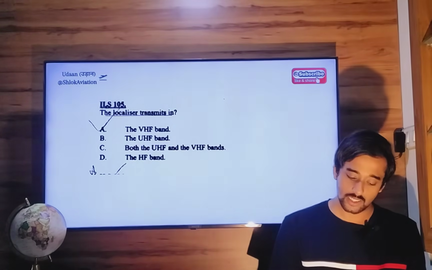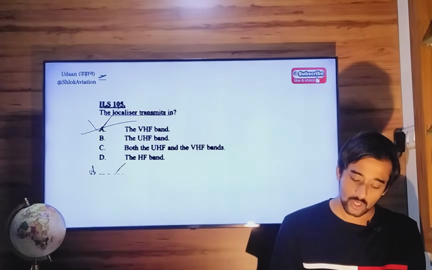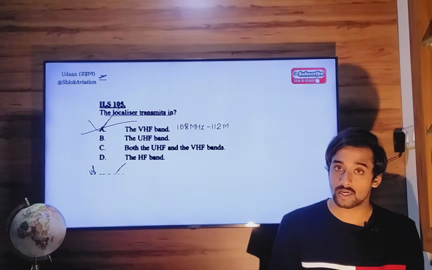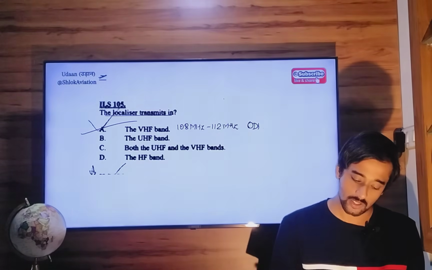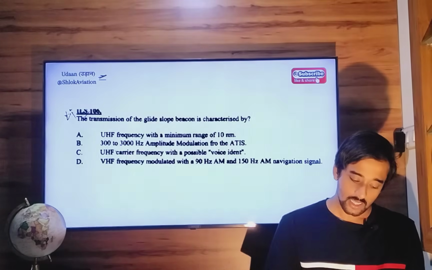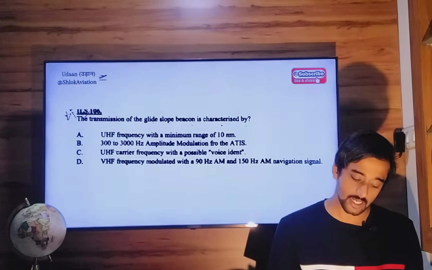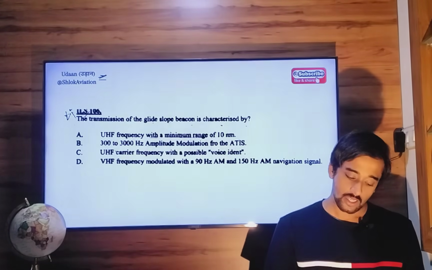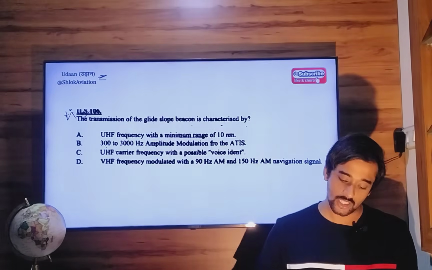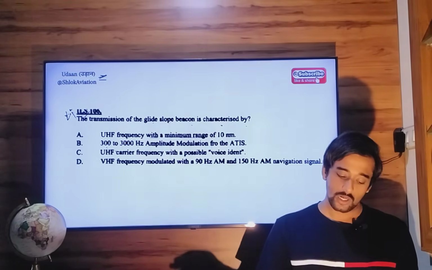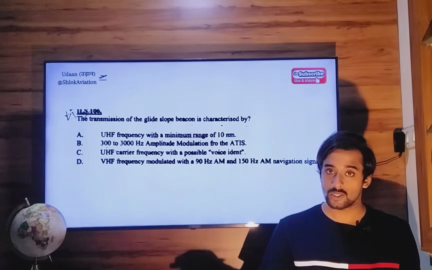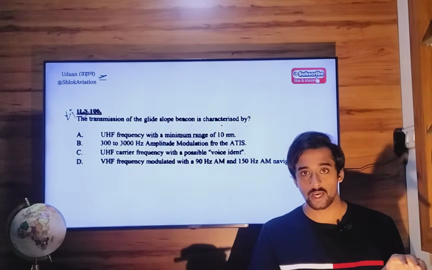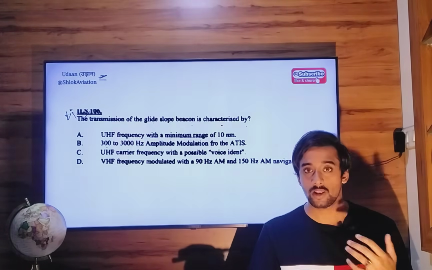The localizer transmits in the VHF band between 108 megahertz and 112 megahertz, odd decimals. Next, the transmission of the glide slope beacon is characterized by what? UHF frequency with a minimum range of 10 miles, 300 to 3000 hertz amplitude modulation for the ATIS; UHF carrier frequency with possible voice identification; VHF frequency modulated with a 90 Hz amplitude modulation and 150 Hz amplitude modulation navigation signal.